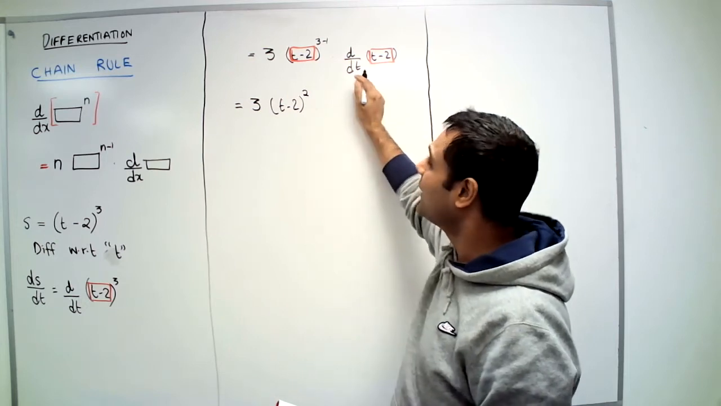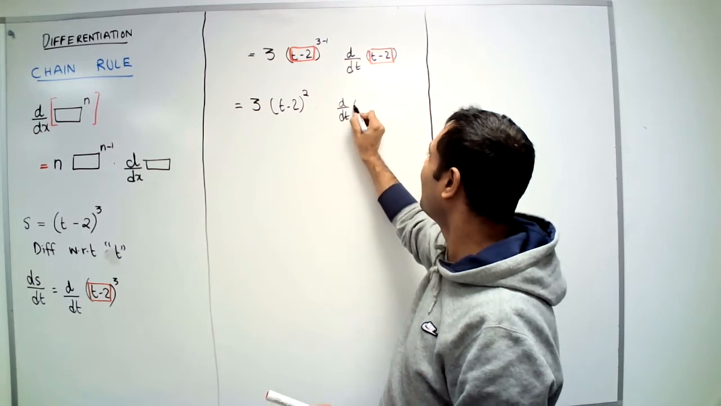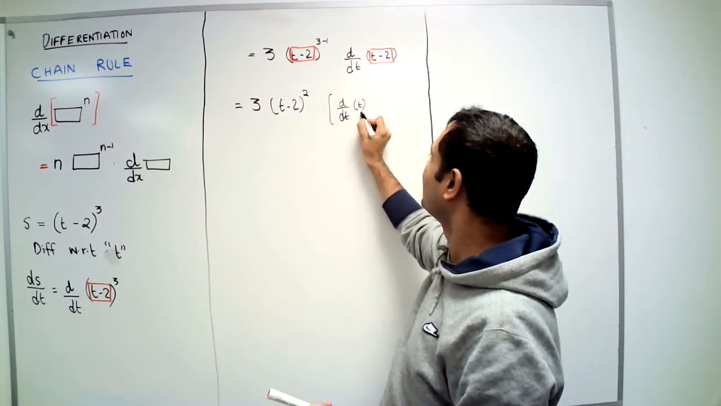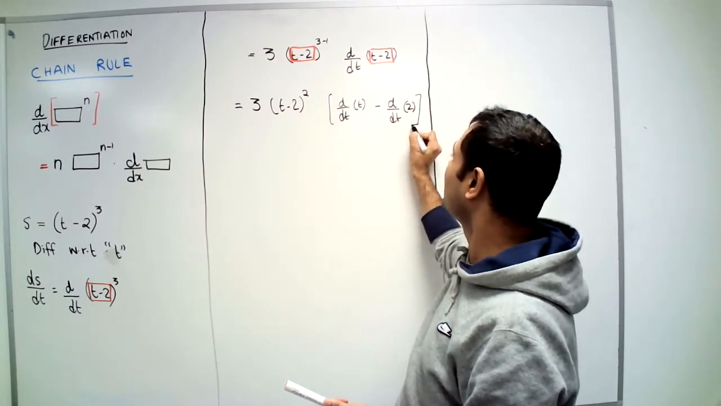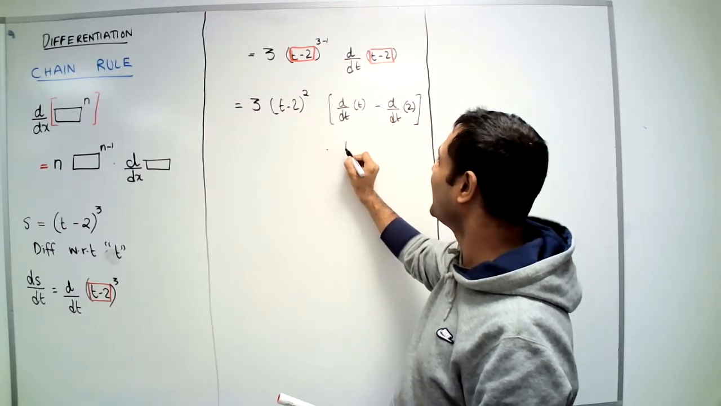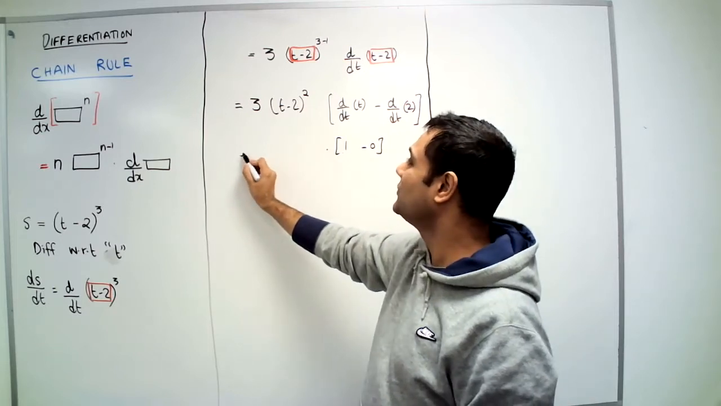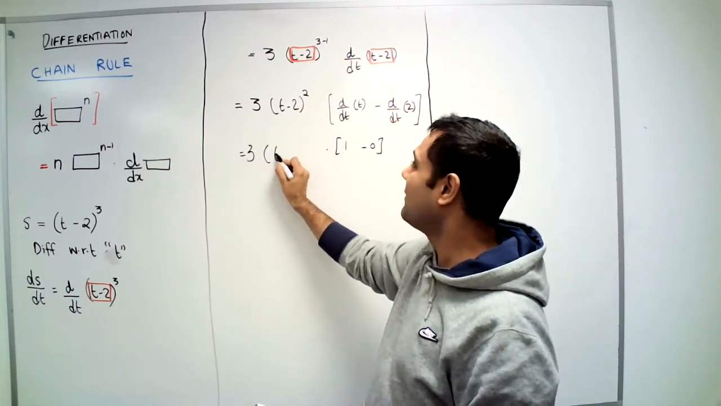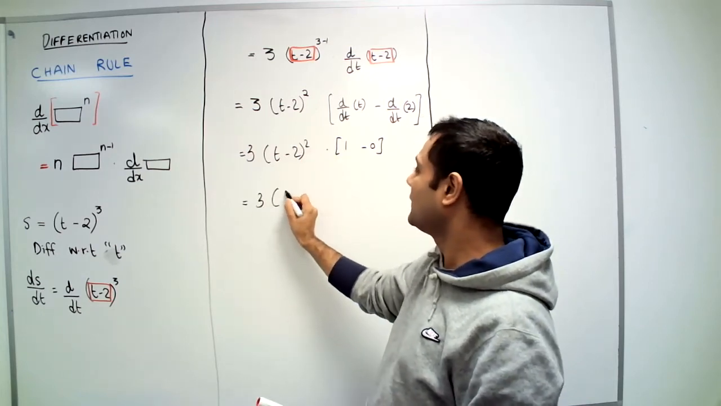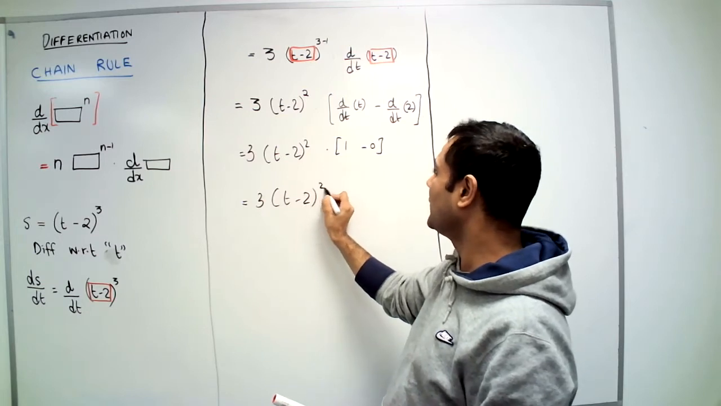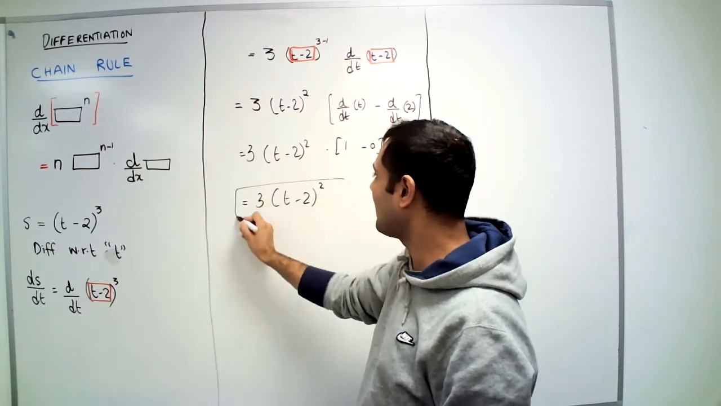When I differentiate that one, you know how it works. It will be d over dt of the t minus d over dt of the 2. So that will be just 1 will be the answer. Yeah, 1 minus 0. I'm doing the steps. You don't have to do these steps. The 3 is here, and that becomes t minus 2 squared. 3 times t minus 2 squared, and that's just the 1. I don't have to write the 1. So this is your answer.